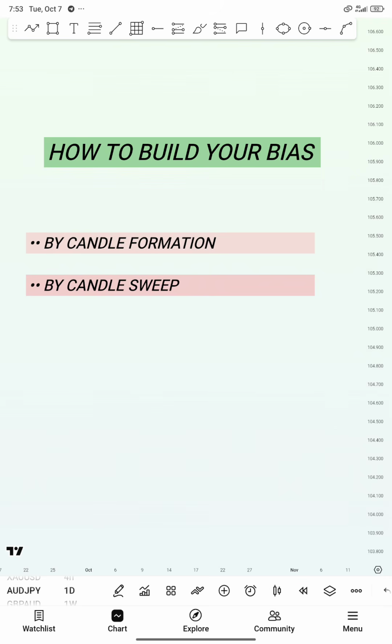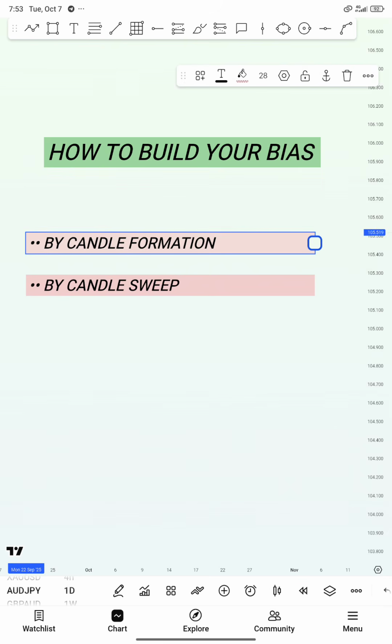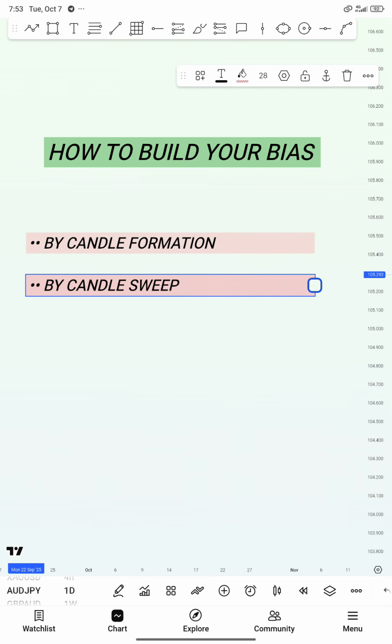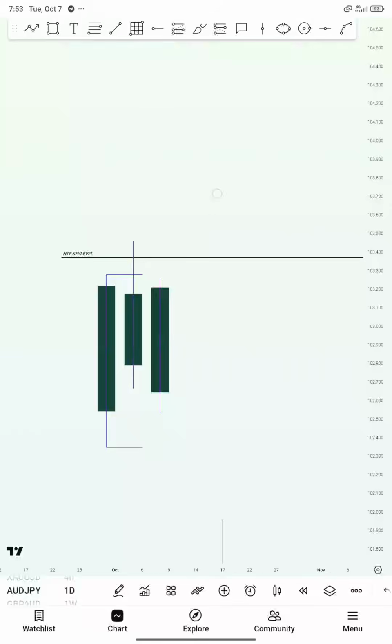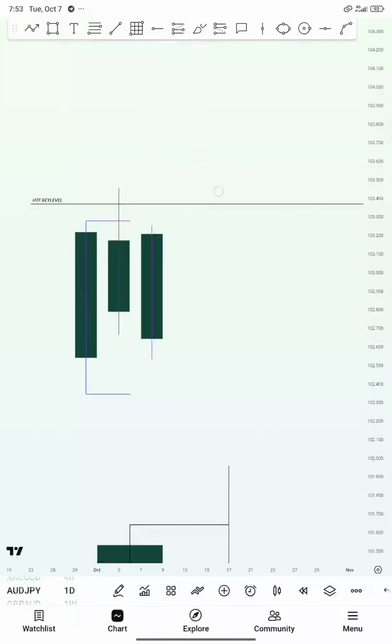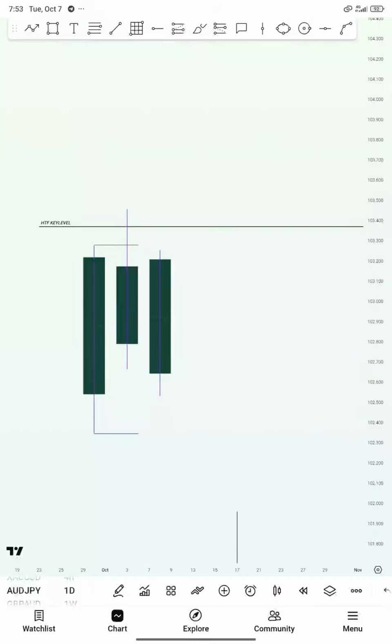So two ways you can easily build your bias are either by candle formation and or by candle sweep. I will share with you all the necessary step-by-step guide in this particular video. So let's quickly walk through them. Now the first example I have here is this particular type. On this one, you can see this is what I call candle formation.